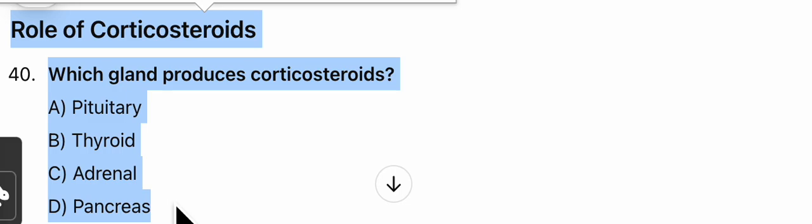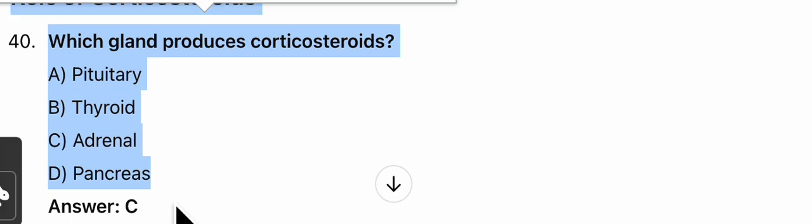Role of corticosteroids. Which gland produces corticosteroids? A. Pituitary, B. Thyroid, C. Adrenal, D. Pancreas.